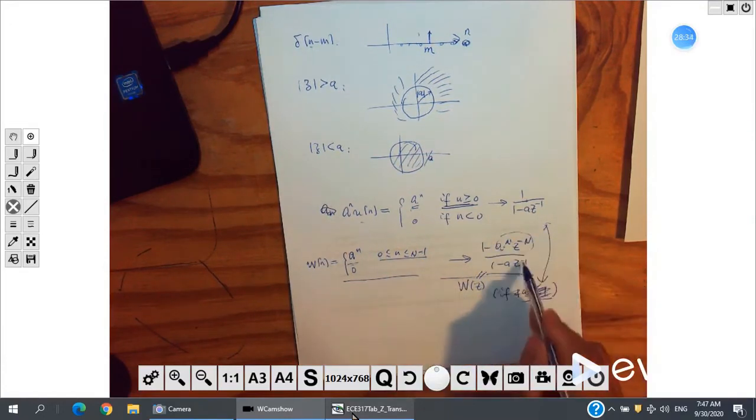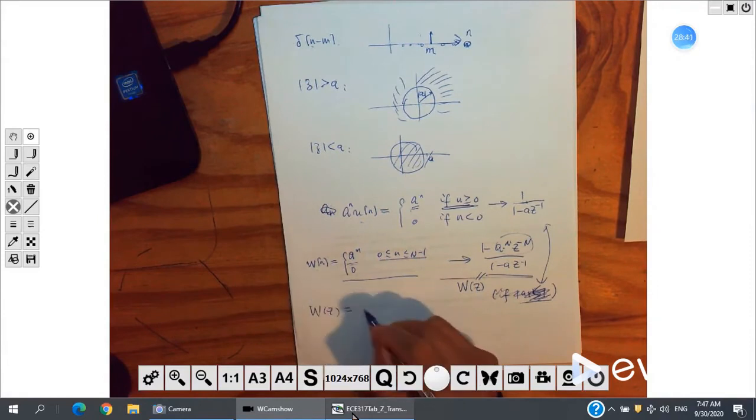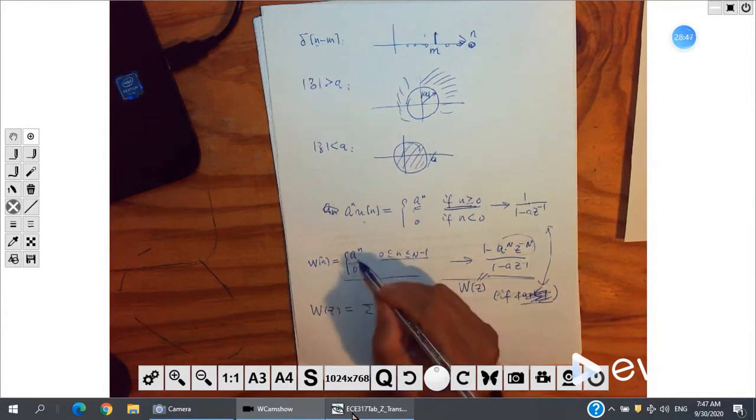To get this one, you can think of capital W of z. By definition, there will be the summation of w of n z to the negative n. But now w of n is just a to the n.